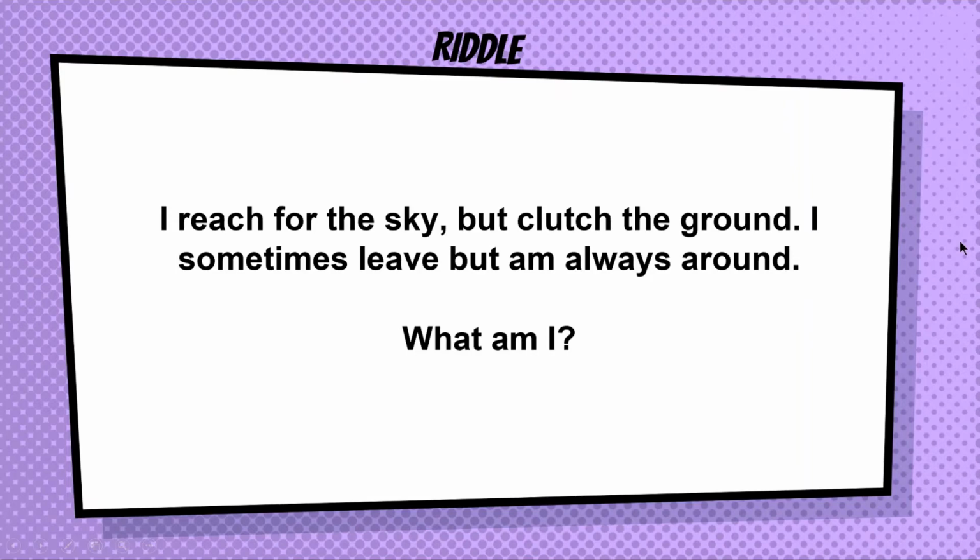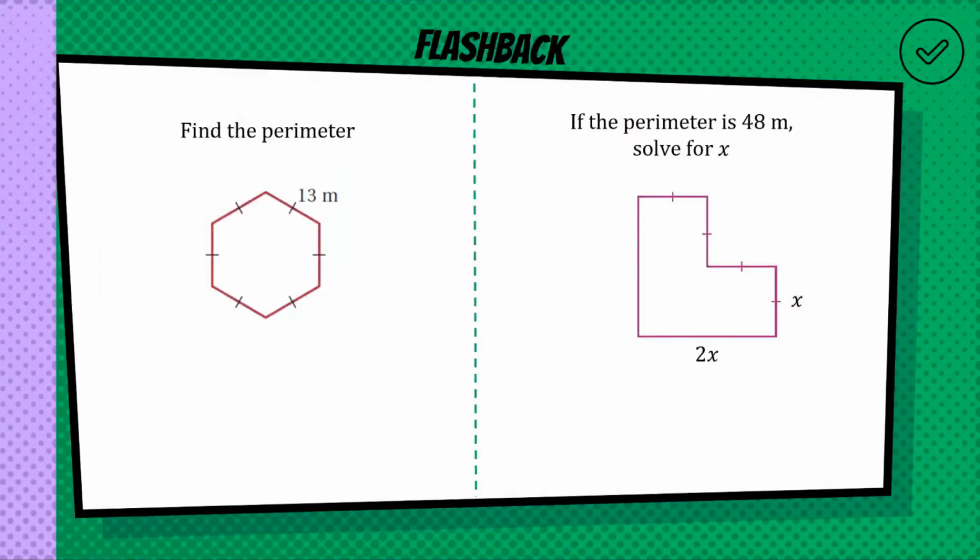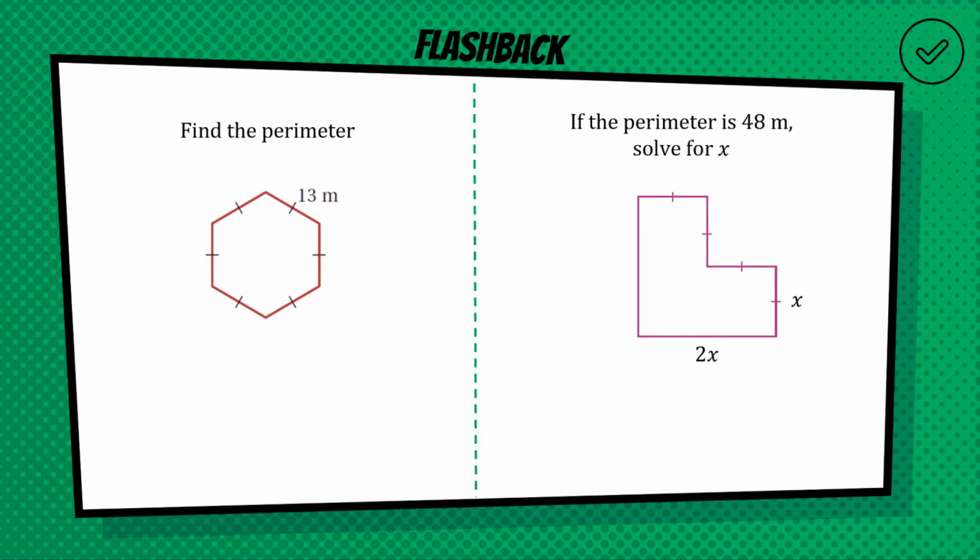Okay, before we get into today's lesson, here is some revision on the last lesson, which was on perimeter. If you have watched that video, you can pause this video and have a go at these questions for me. Okay, so for the first one on the left, very straightforward. We're asked to find the perimeter, which is just the distance around the edges.